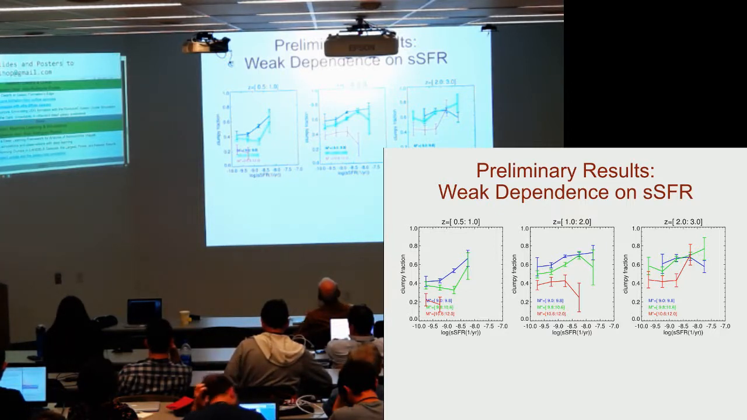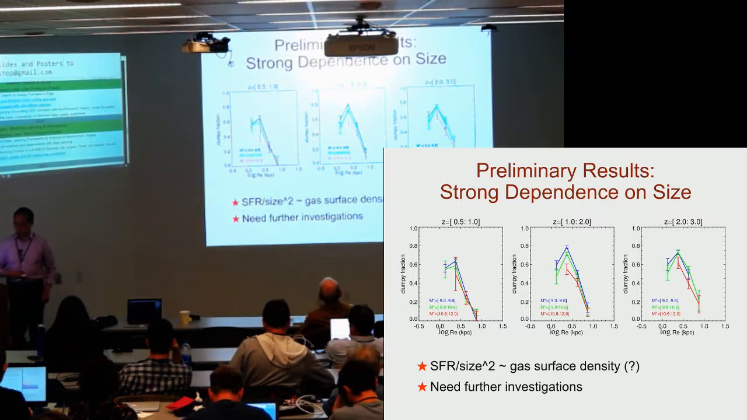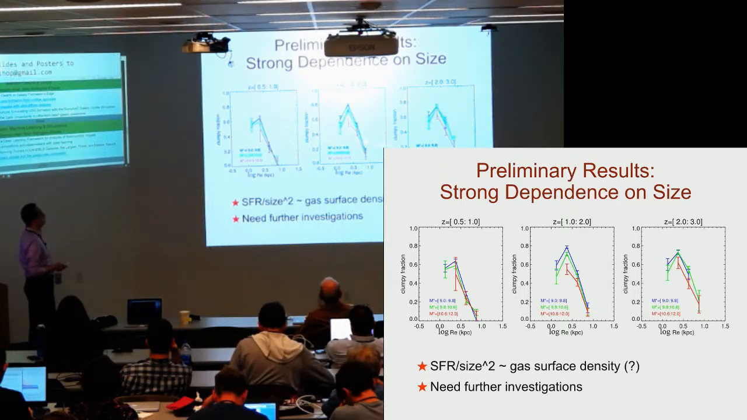And also what's interesting here is we found a very strong dependence on the size. This is kind of opposite to what we expected. We find the clumpy fraction is higher for smaller galaxies, and when you go to large galaxies, clumpy fraction drops quickly.